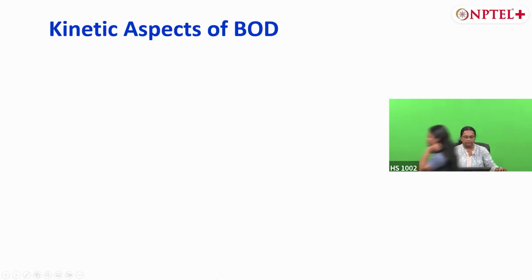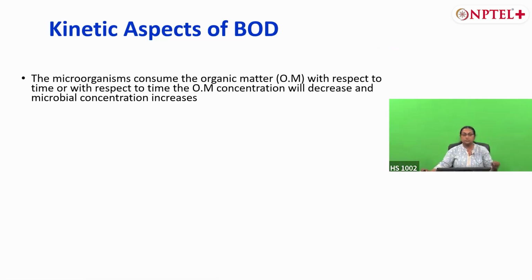Quickly we go through the kinetic aspect. Usually we assume that the BOD, or the organic matter degradation by microorganism, is a first order reaction. All of you know what is order of reaction, isn't it? First order reaction means the rate of change of concentration, dc by dt, is proportional to concentration. Most of the biological systems we assume to be first order reaction.